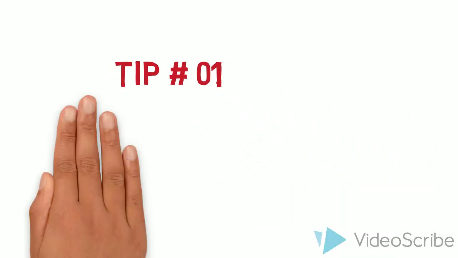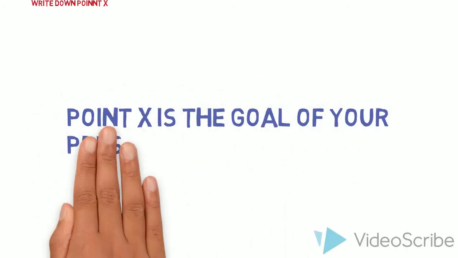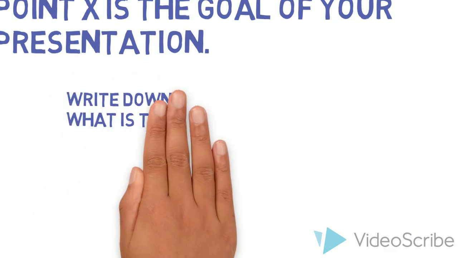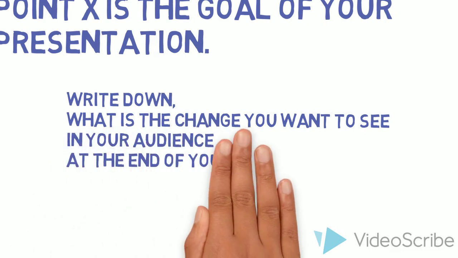Tip number one, write down point X. Point X is the goal of your presentation. Write down what is the change you want to see in your audience at the end of your presentation.